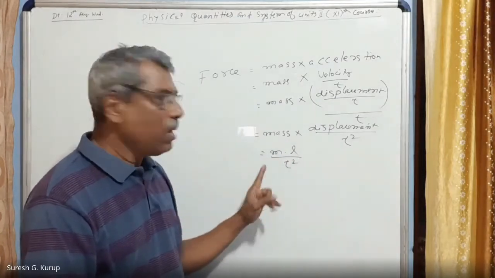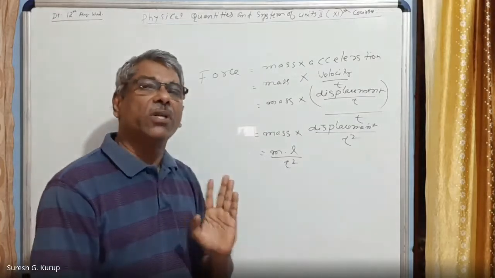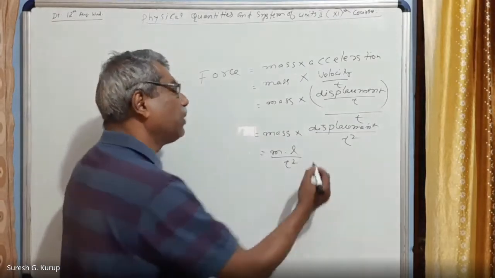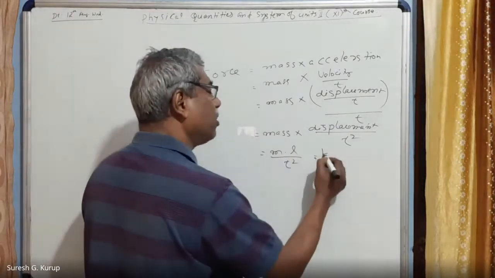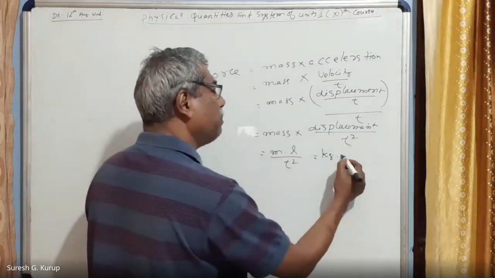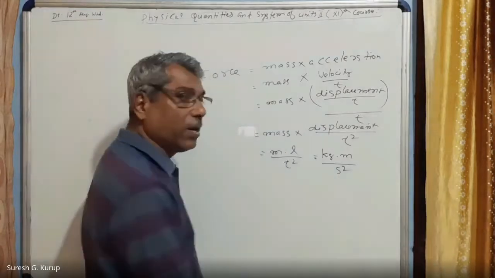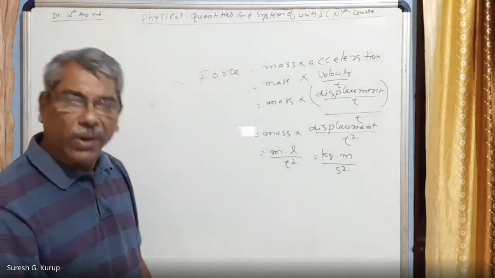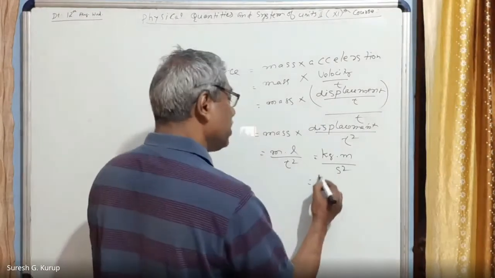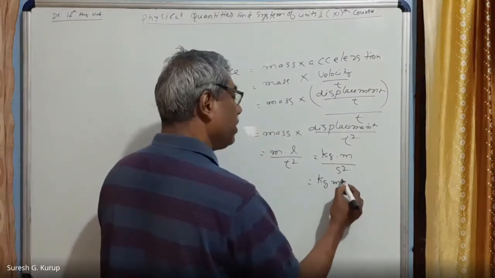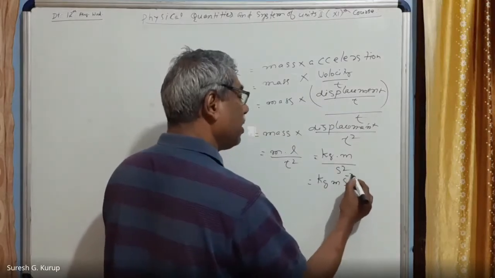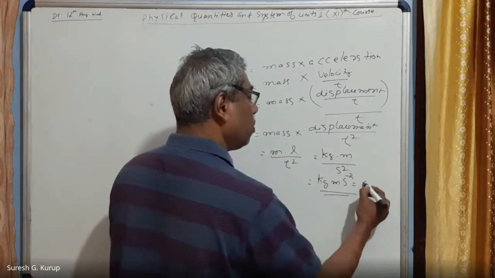Force depends on fundamental quantities. That is why force is a derived quantity. Its unit is a derived unit. Mass is in kg, length is in meter, and time square is second square. So kg meter per second square. This is written as kg m s raised to -2. This is also called a Newton.